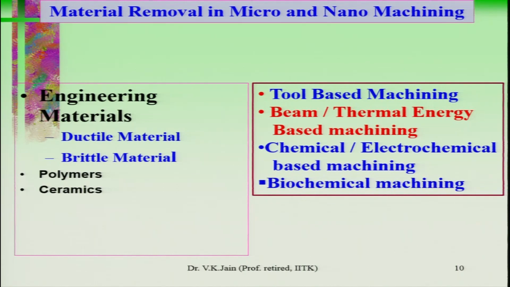Just for example, I can tell you, in case of ceramics which are electrically non-conducting, or polymers which are electrically non-conducting, you may have to go for mechanical type of micro machining methods or chemical type of micro machining methods. You cannot use in general thermal type of micro machining methods or electrochemical type of micro machining methods, because they are electrically non-conducting materials.